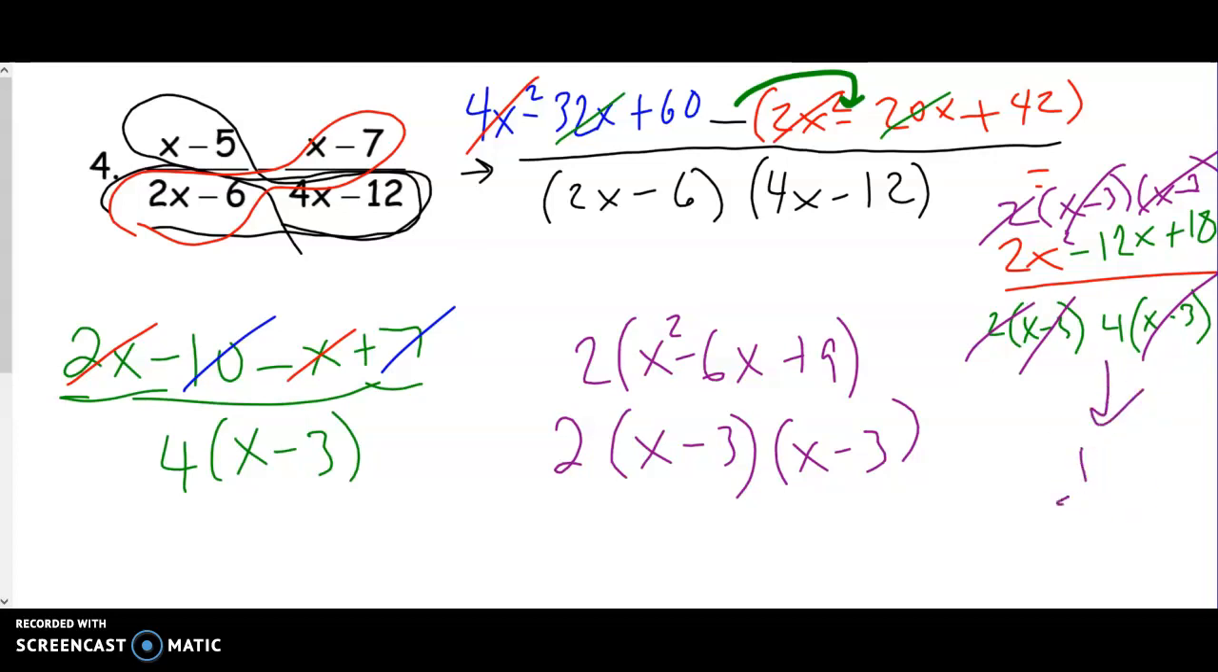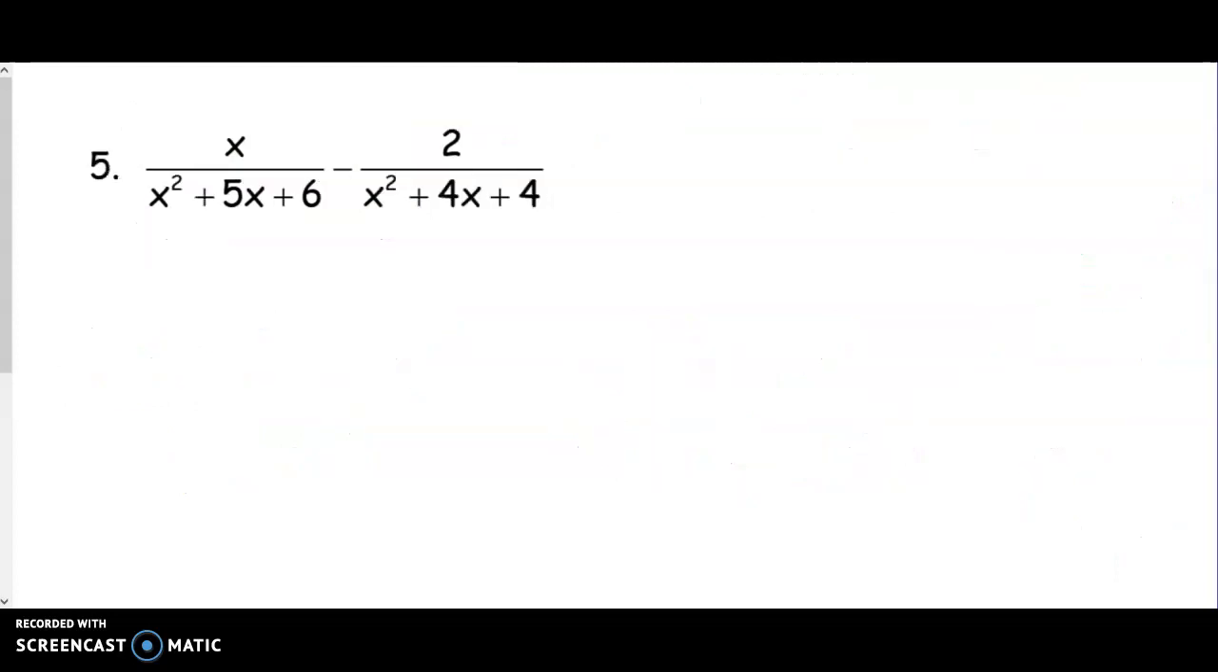So once everything cancels out, you will get the same result, 1/4. Either method works. In this case, the first method was easier than the second one. That's number 4. Alrighty, number 5.